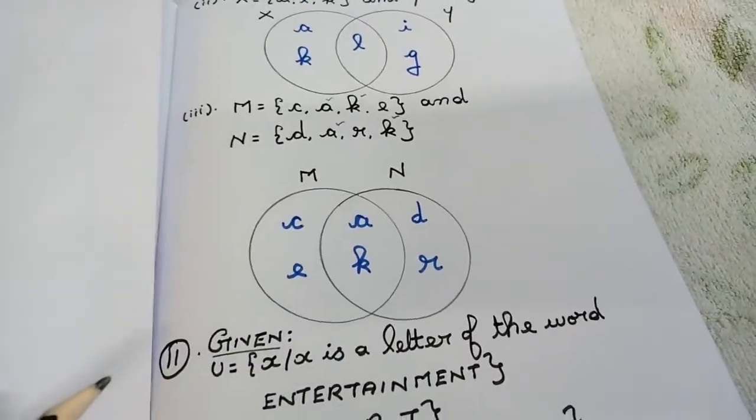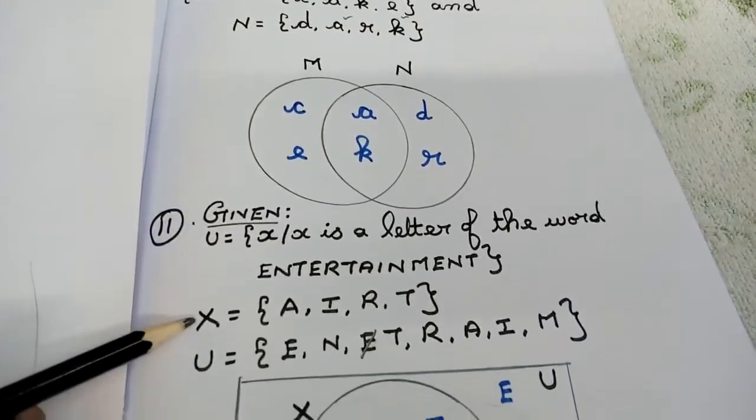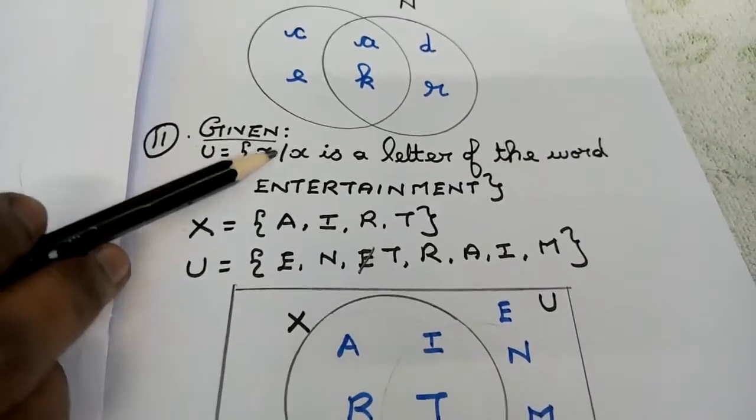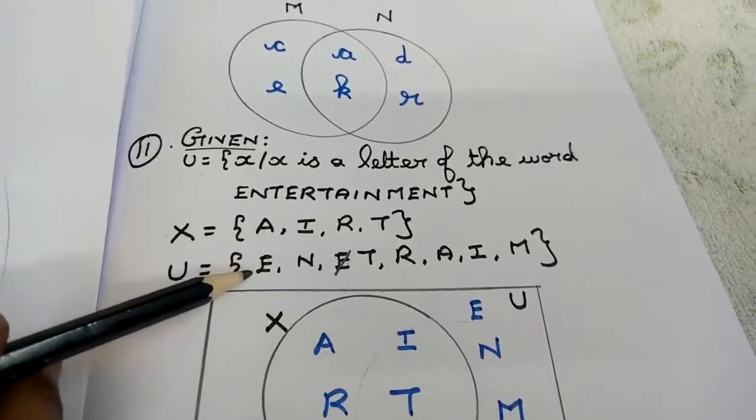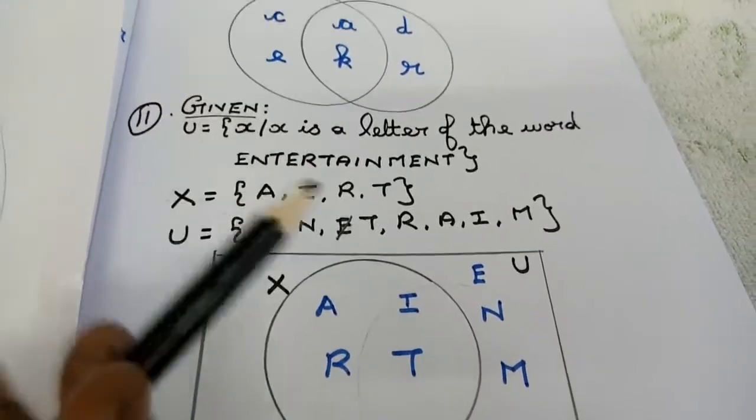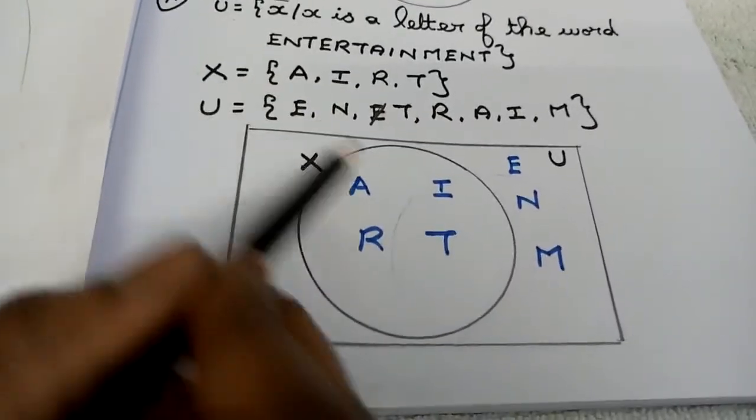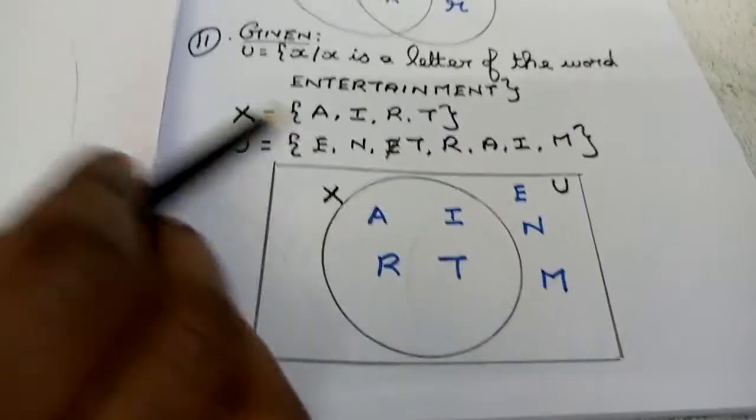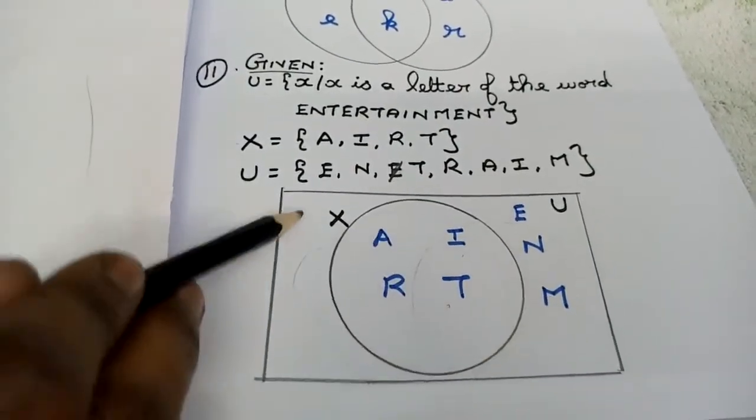The last question, 11th question, universal set, and they have given you only one set. Universal set, X, they have given in set builder form. X is a letter of the word entertainment. From that I am taking the values without repeating the letters, you have to write here. After writing, I will be putting a box and inside I am going to have only one circle, X, A, I, R, T, and the remaining elements will be outside. You can mark them anywhere else.